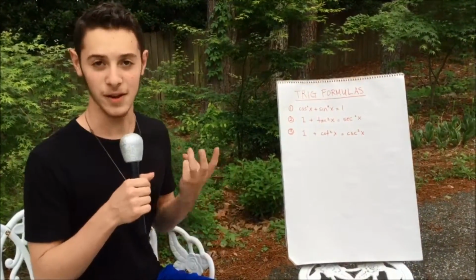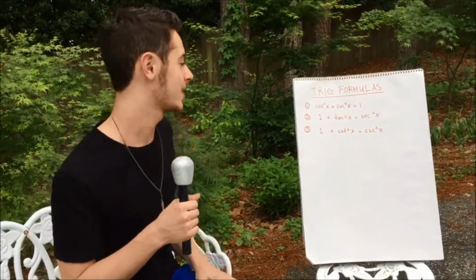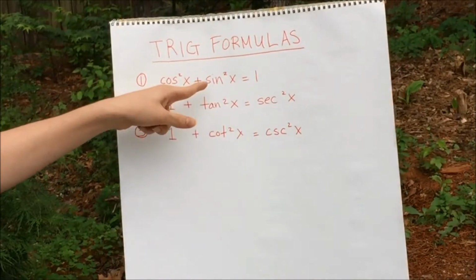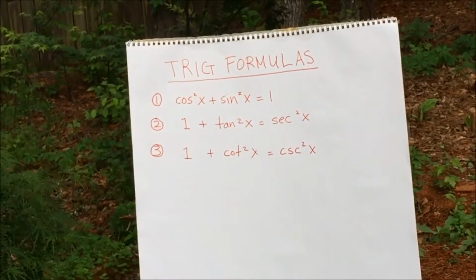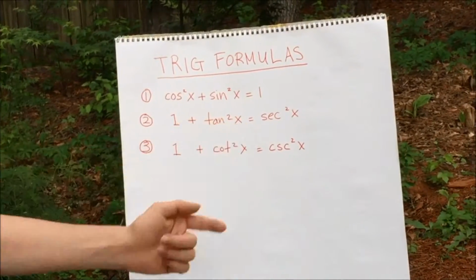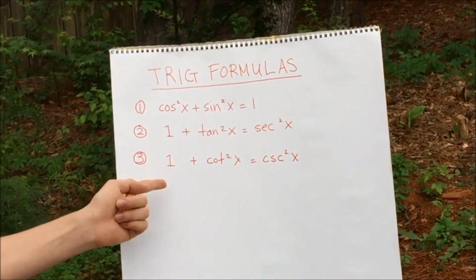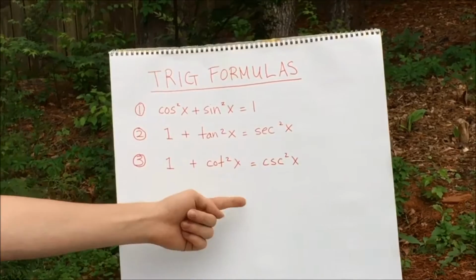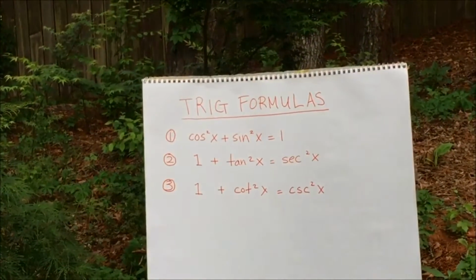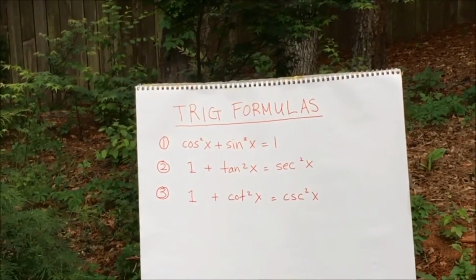Alright, let's go over our three trig formulas before we start. Number 1, cosine squared x plus sine squared x equals 1. Number 2, 1 plus tan squared x equals secant squared x. Number 3, 1 plus cotangent squared x equals cosecant squared x. And one way to remember the second one faster is I tan secretly.